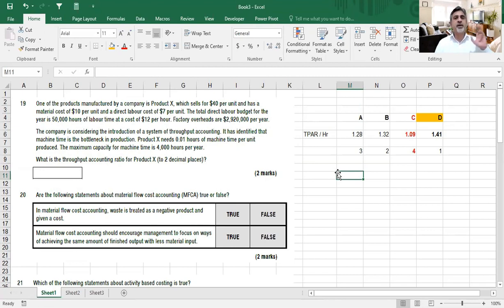I said contribution per hour, or I said cost per hour. So you have factory cost per hour and you have contribution per hour. But what does that mean, hour? Which hour? Because what will happen is that you might be having three departments.